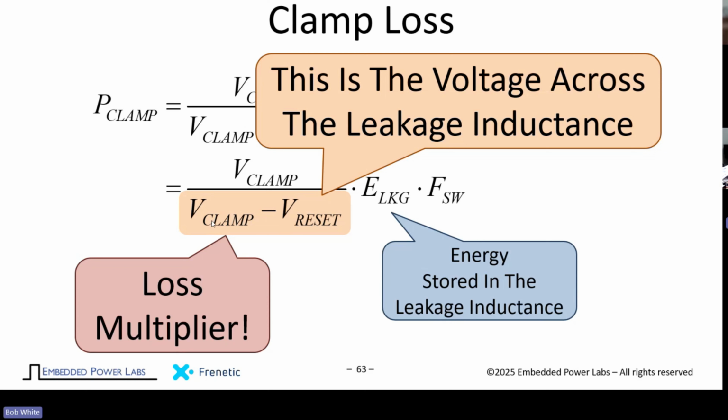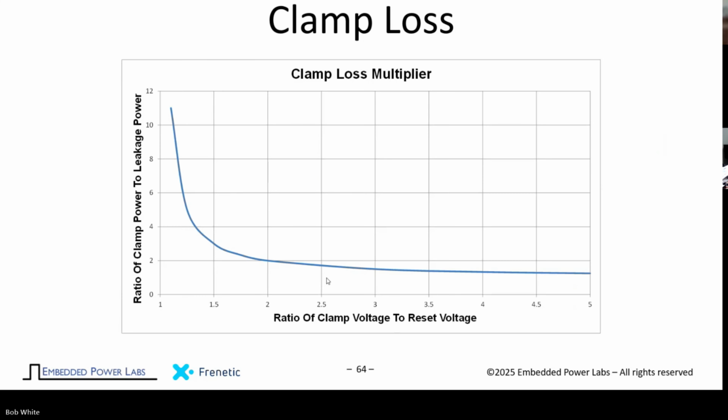So the bigger this number, the bigger that voltage, the faster the current will ramp down in the leakage inductance. The faster the current ramps down in the leakage inductance, the less time we spend taking energy from the magnetizing inductance that should have gone to the output and diverting it to the clamp. So the bigger this difference, the less the power loss in the clamp. We always have this, but it gets multiplied. And we can plot that. It's a 1 over kind of thing.